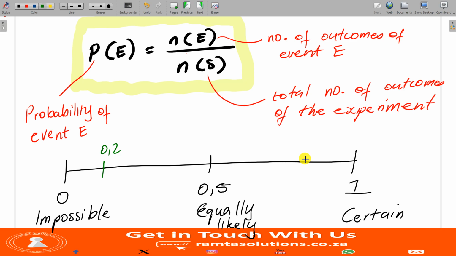Please understand, with probability, the fact that you have a lower probability doesn't mean that an event will not occur. It can occur. And the fact that you have a higher probability doesn't mean that event will certainly occur. The opposite of it can occur. Perfect. All right, this is all that we need to talk about.